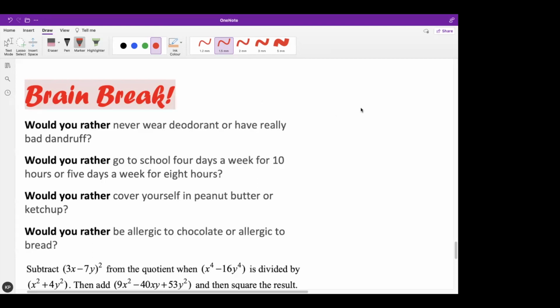Wow, okay, guys. Everyone seems to be picking dandruff. Next one, would you rather go to school for 4 days if it's 10 hours, or for 5 days, 8 hours, which is currently what we are doing? So you either keep the current schedule or you go for fewer days, but you have a long day at school, which means if you start at 7, you're going to end at 5. Which one would you rather have? 4 days or 5 days?